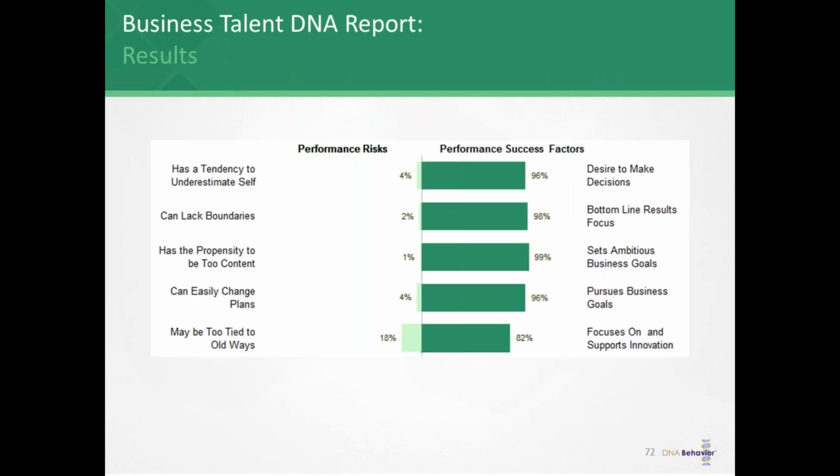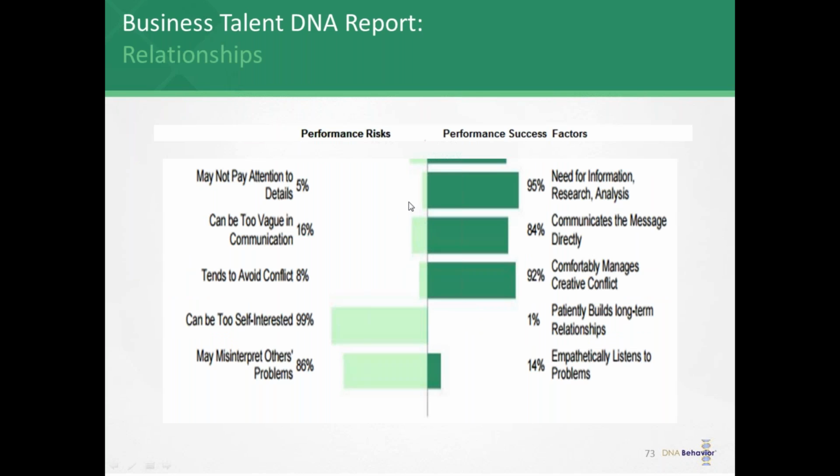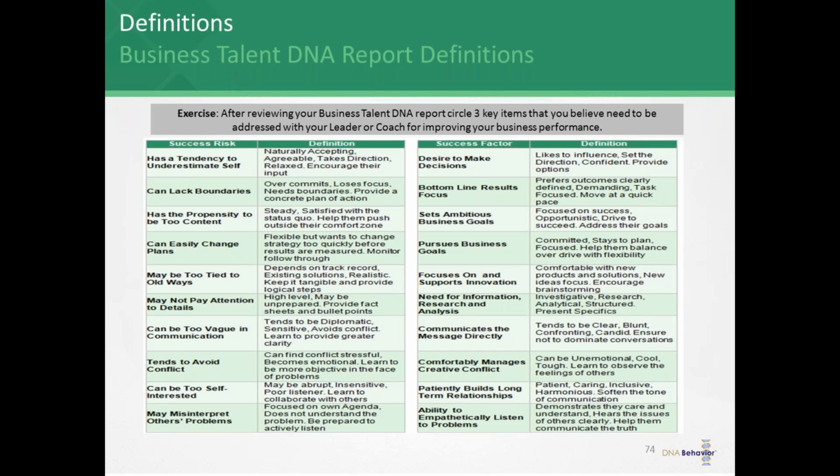And we break the performance success factors and risks down between the results and relationship factors, or traits here, and so you can see for Chris Coddington, he's quite results driven, but then he's somewhat less relational there. And there's the definitions.